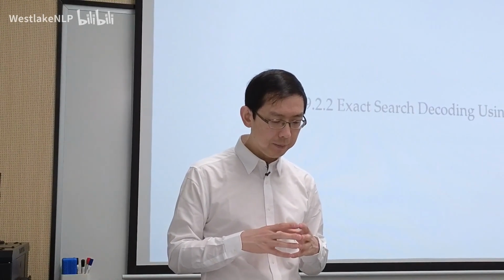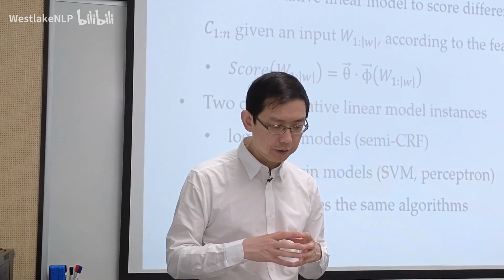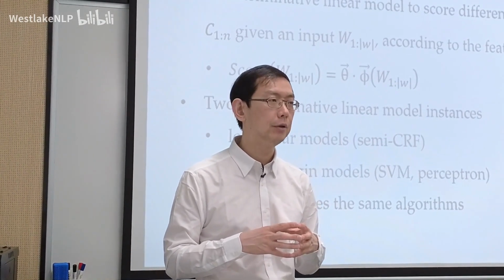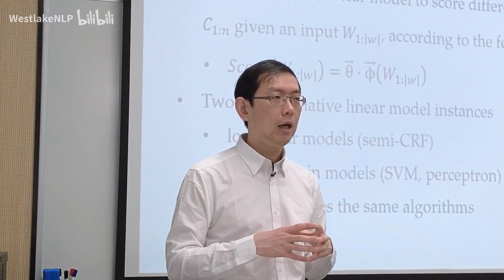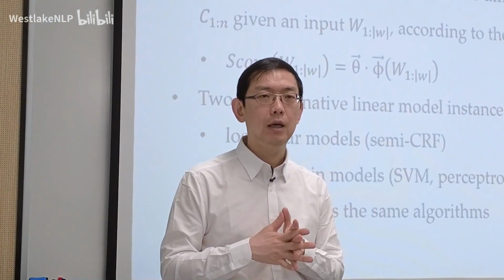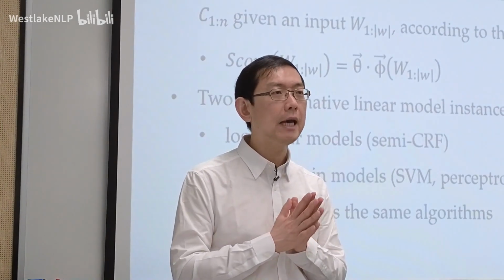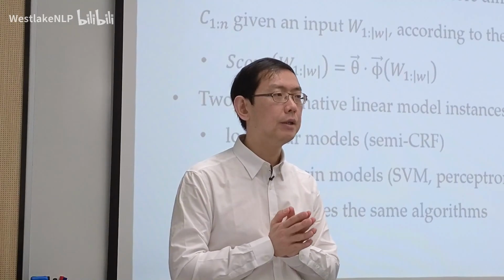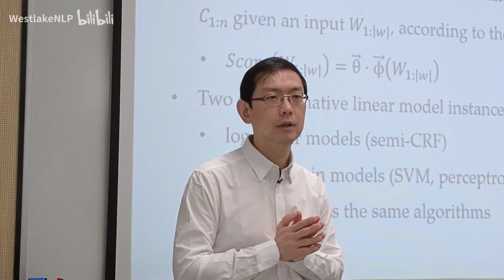The sequence labeling version of our model is called CRF, Conditional Random Field, right? So the version for sequence segmentation is called Semi-Markov Conditional Random Field, or Semi-CRF, okay?